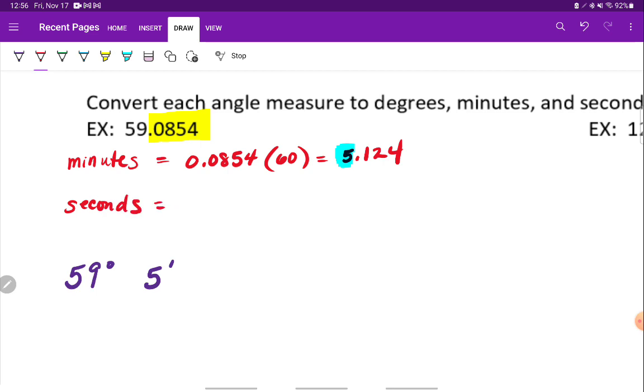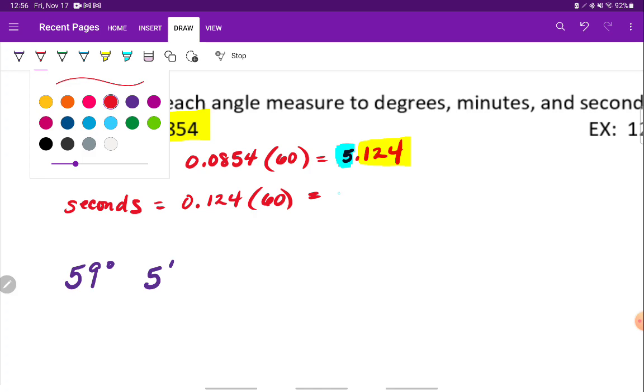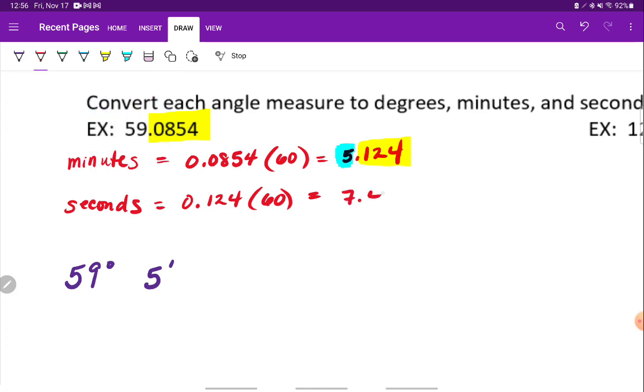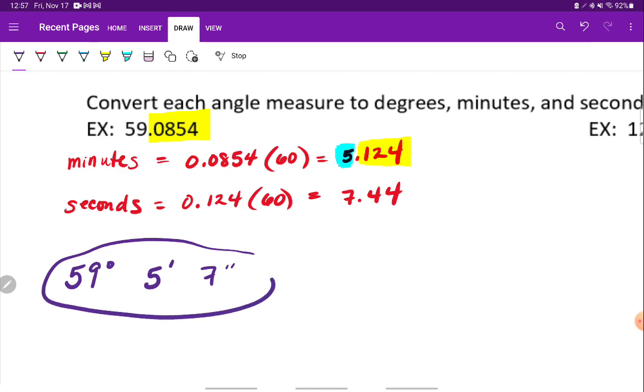To figure out the number of seconds, we're going to take the decimal portion that was left over from minutes and multiply it by 60, and that will give us our number of seconds. When multiplying, we get 7.44. Our direction said round to the nearest second, so I'm just going to take that as 7 seconds. We get 59 degrees, 5 minutes, 7 seconds.